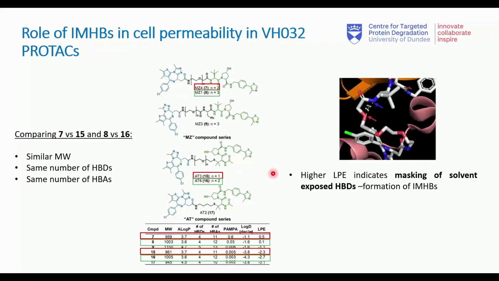And if we go back to the ternary structure of, say, MZ1, you can see an example of this. This nitrogen here, this blue atom, can form intermolecular hydrogen bonds to the PEG linker, the ethers of the PEG linker. And this leucine group was also found to assist in shielding this acetamide nitrogen, this hydrogen bond donor.